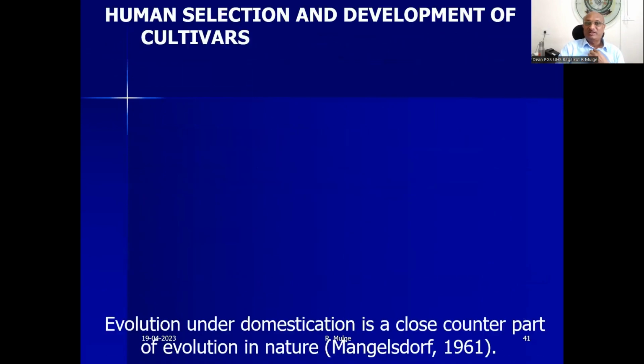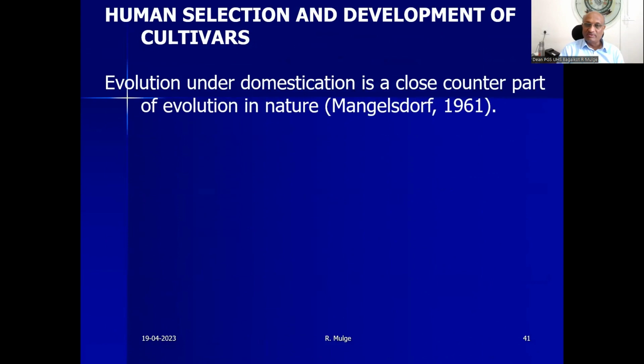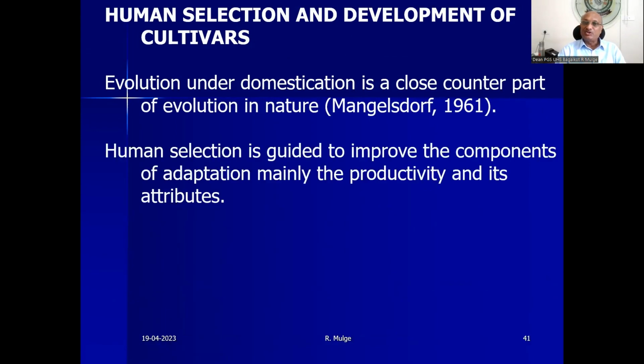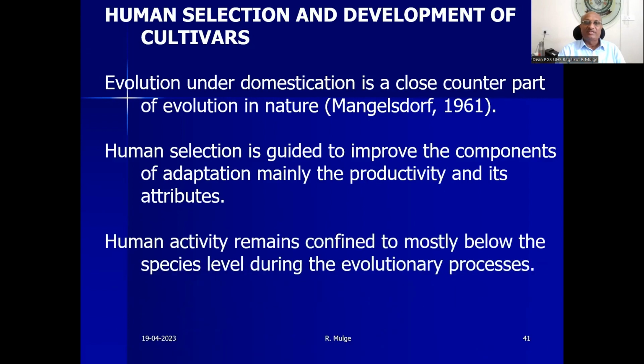So human selection and development of cultivars, yes, you understood what is the role of evolution, and that can help the plant breeders to take certain measures or how to go ahead. The evolution under domestication is a close counterpart of evolution in nature, right? As said by Mangelsdorf, 1961. That means you should know this evolution. Human selection is guided to improve the components of adaptation, mainly the productivity and its attributes. Not many things you are looking at. Other things are happening in nature by the course of evolution. Human activity remains confined to mostly below the species. We are not trying to create new species or something like that.